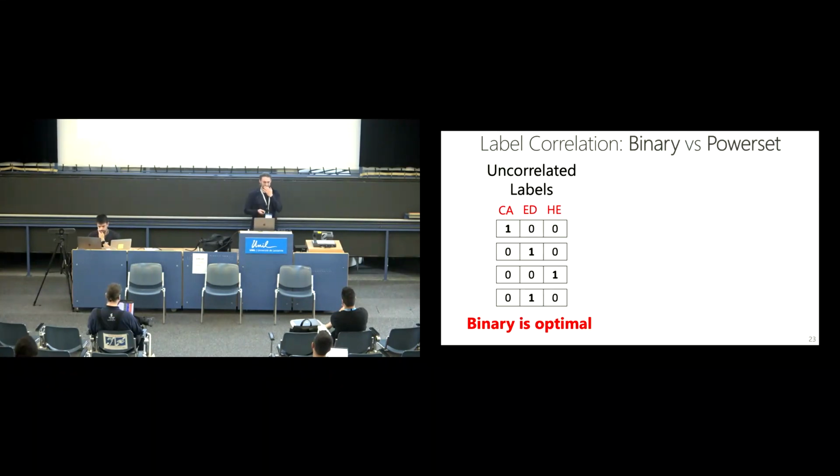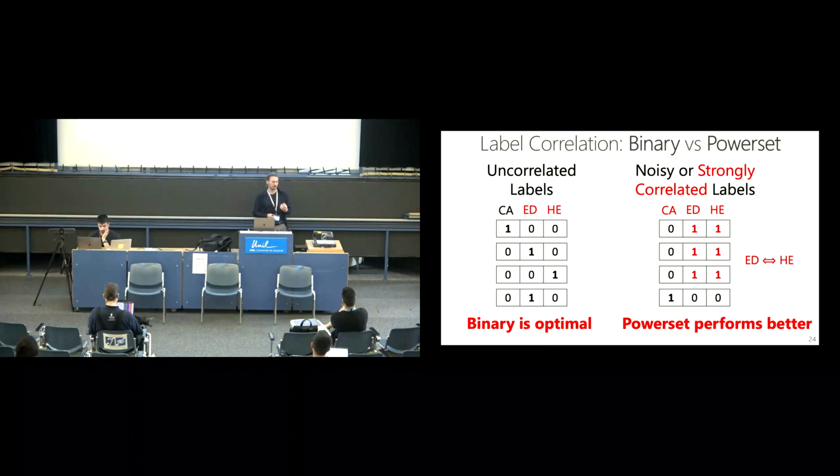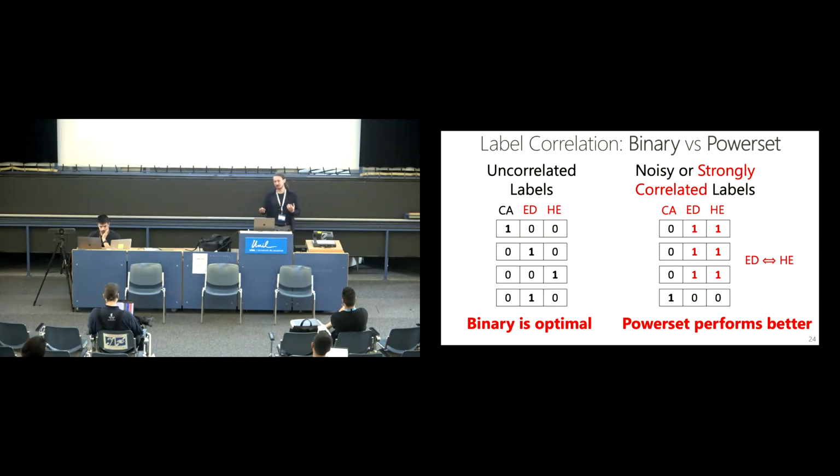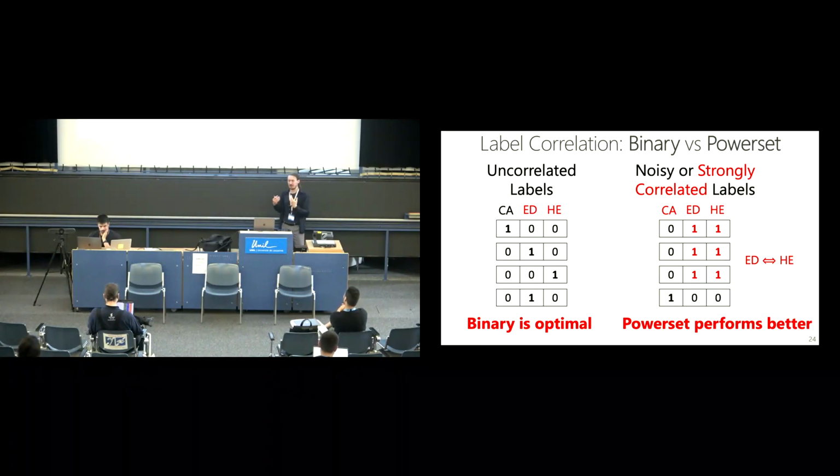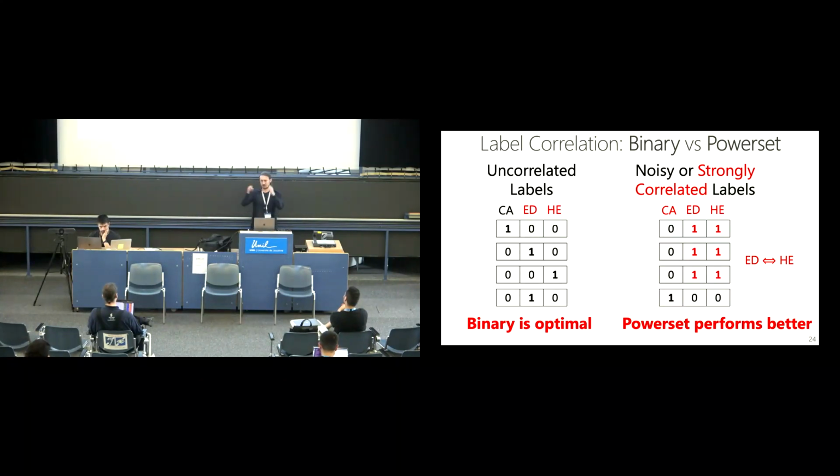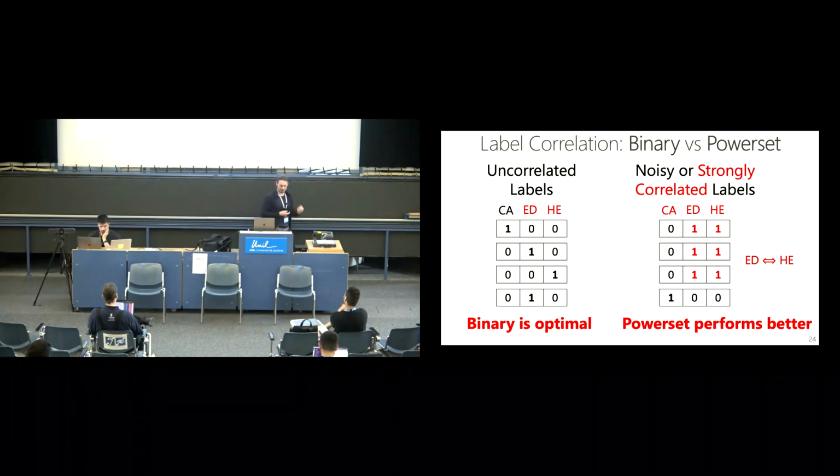Okay. Another aspect is that we also have different types of data. It can be the case that data are uncorrelated, so every single label is independent. What we show in our work is that in this scenario, the binary method is optimal, and we formally show this optimality. However, if we have noisy or strongly correlated labels, then the power set method performs better. So imagine that you have, for example, these last 2 labels that are strongly correlated. If we have one label, the other one is also present in our outputs. So instead of having separate classification per label, we can just treat them together. This saves us, for example, on the privacy cost.